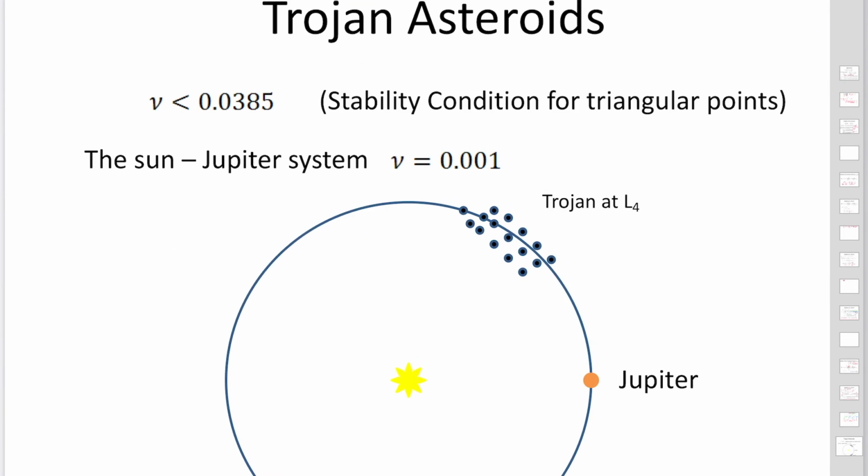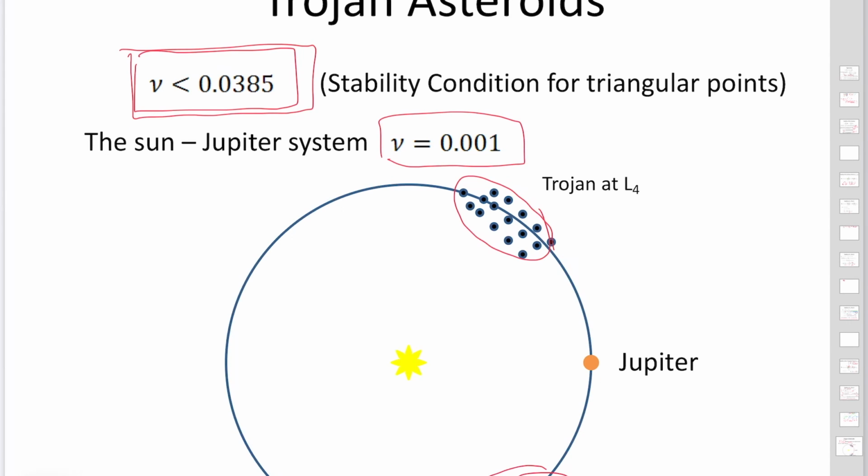We discovered the stability condition for L sub 4, L sub 5. In the case of the Sun-Jupiter system, nu is 0.001. So this satisfies the condition for stability. This is the reason why we discovered so many Trojan asteroids at the Lagrange points L sub 4 and L sub 5. Okay, this is the end of this session.